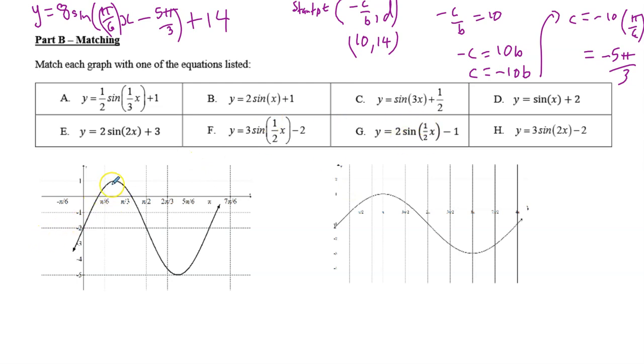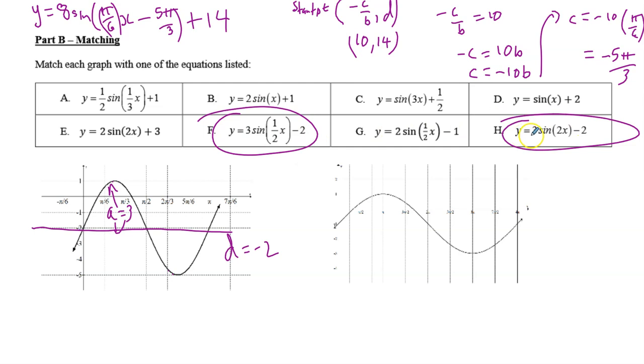So I always like to start with the middle. So that's a 1, and that's negative 5. So from 1 to negative 5 is 6 units, which means 3 units from 1. Here's our midline, right? So this is d is equal to negative 2. And this means that a is 3. So I'm looking for a 3 for the a and a negative 2. So that's a possibility, and that's a possibility. So we have 2 possible answers, right? It could be f, it could be h.